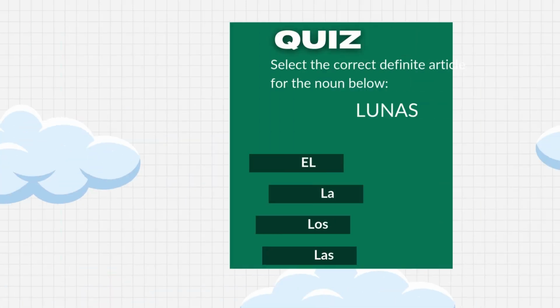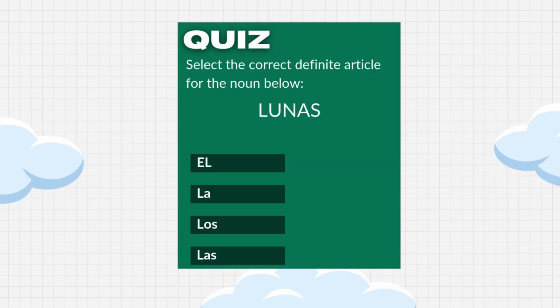Okay, moving forward, we have another word, lunas. For this one, the answer would be las. Las lunas. Lunas is the plural of luna, which means moon. So lunas is a feminine and plural noun. And so we use the corresponding article, which would be las.